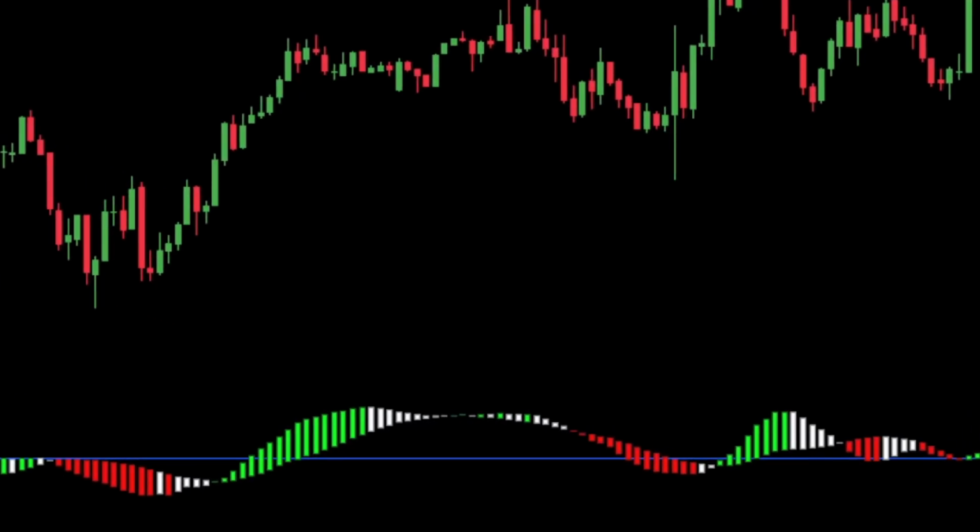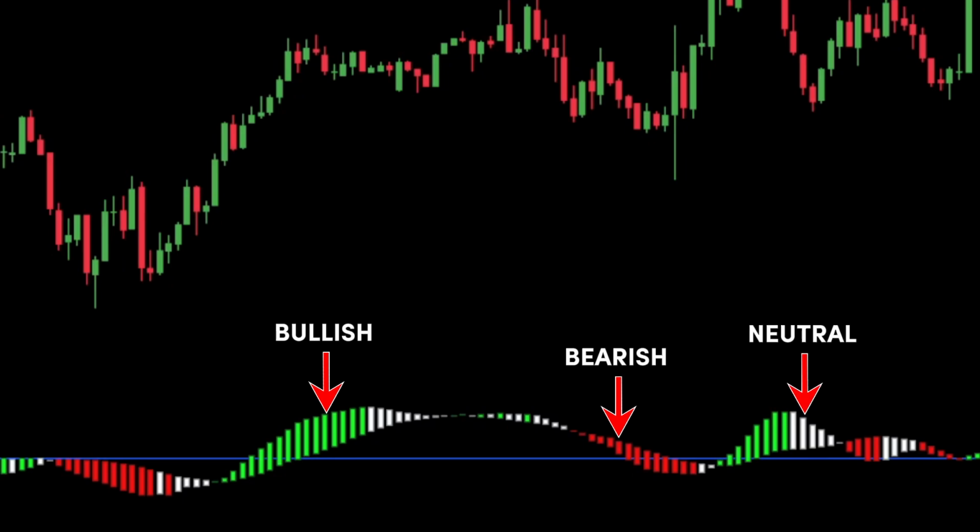As you can see, there are three types of bars displayed by this indicator. Green bars represent a bullish confirmation. Red bars represent a bearish confirmation. When the redK momentum bars show white bars, it means there is no dominant momentum in the market. In this situation, you should avoid placing any entries in the market.